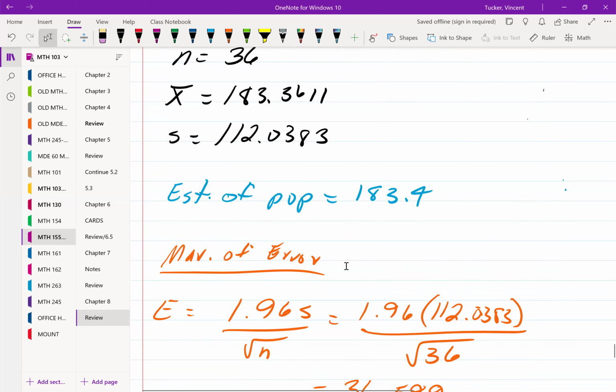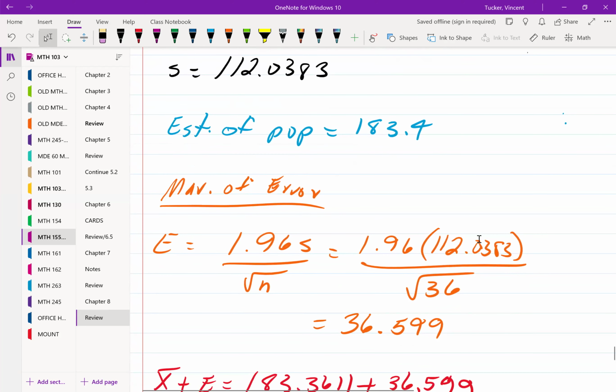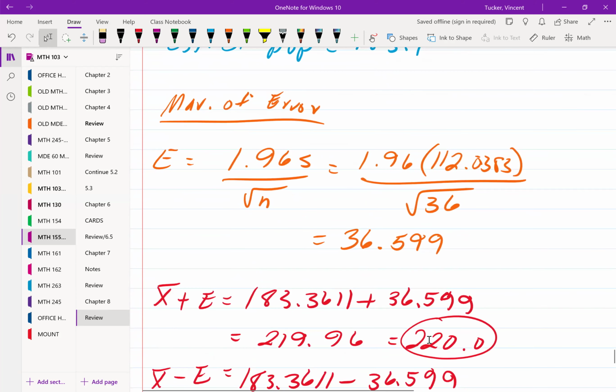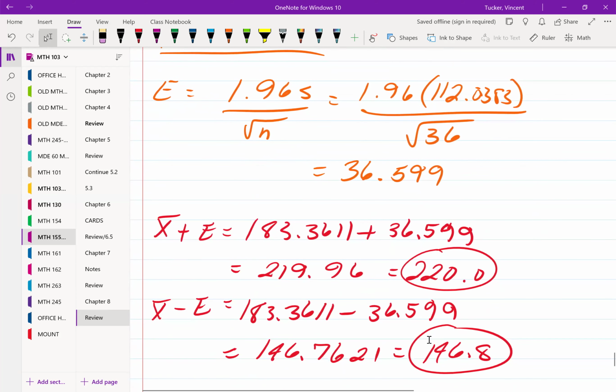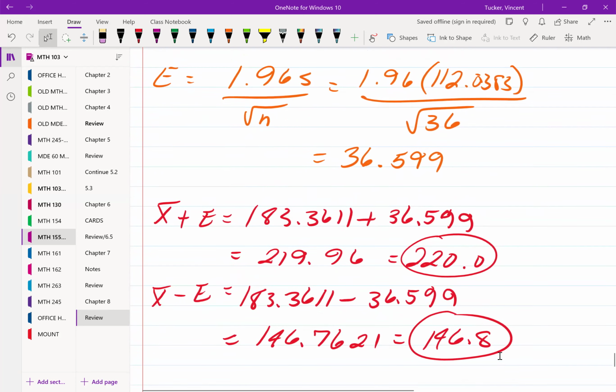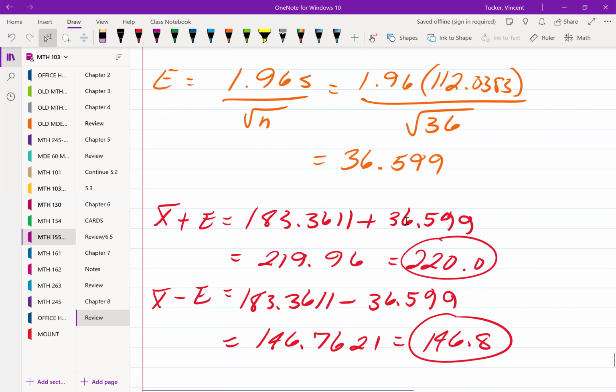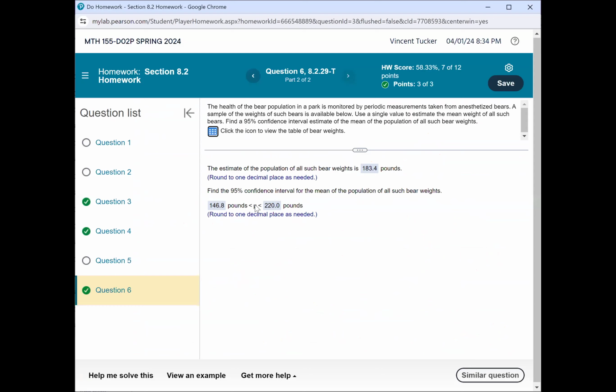Then from there, we can use standard deviation and our sample size to calculate the margin of error. We plug those values into the formula, and that'll give you 36.599. Then we can add that value and subtract that value from your mean. We get 220.0 and then 146.8 because they're rounded to the nearest 10. And I believe that was it. Yep. Those are the related values right there.